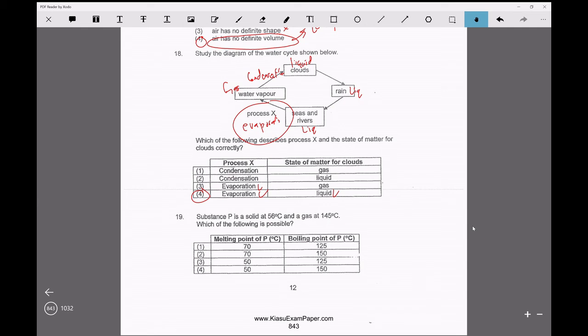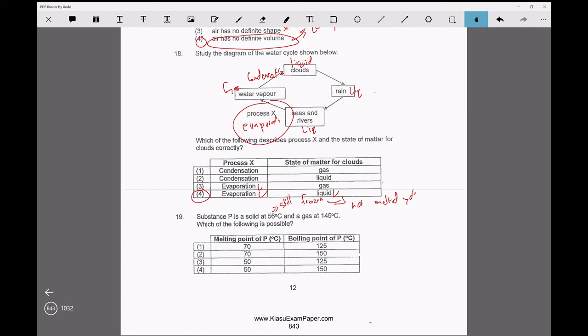This substance P, it is a solid at 56 degrees Celsius. That means at 56 degrees Celsius, it is still frozen. That's why it's still solid. Okay, still frozen meaning not melted yet. That means the temperature for this substance, at 56 degrees Celsius, it hasn't melted yet. So if you want it to become liquid, the temperature has to be higher than that.